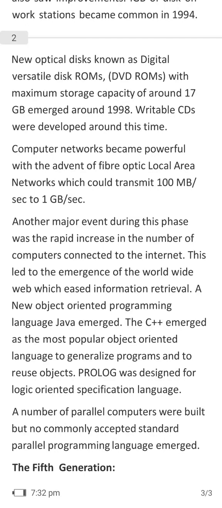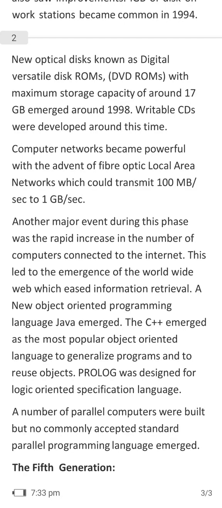CDs also developed in this time, and computer networks became powerful, with fiber optic local area networks which could transmit 100 MB per second to 1 GB per second. Another major event observed during this phase was the rapid increase in the number of computers connected to the internet. This led to the emergence of the World Wide Web.